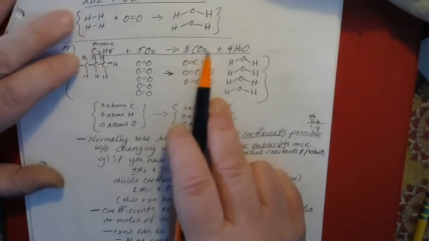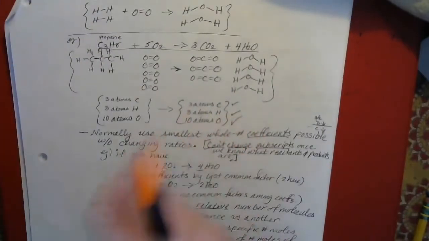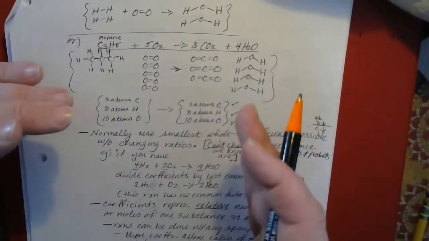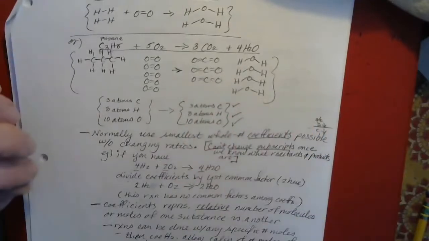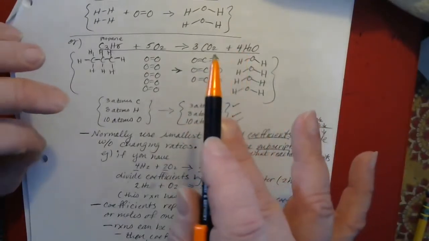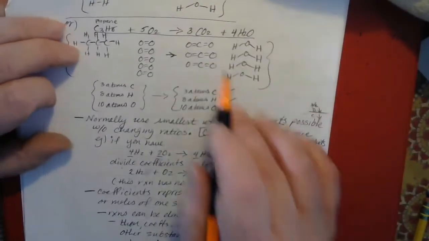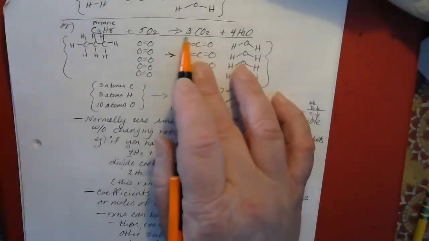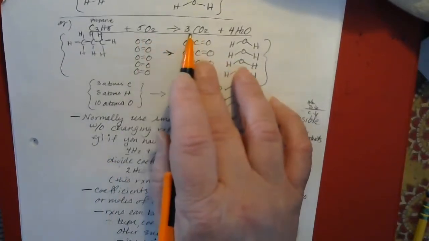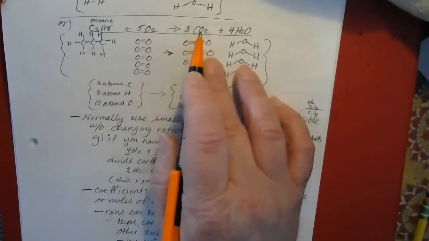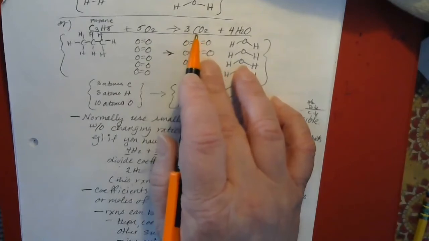And just as a reminder, you can't change the subscripts in a formula in order to make the equation balance. Once we've decided what the reactants and products are, that formula corresponds to that compound, and changing the subscripts would change the identity of the compound. So if we need more carbons in this equation, we can change the number of CO2s, but we can't change the subscript on the carbon because CO2 is carbon dioxide, and that is one of the products in the reaction.